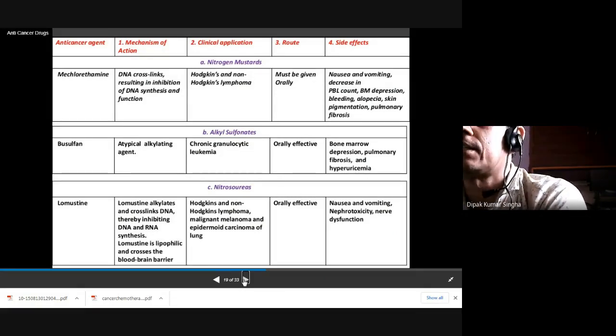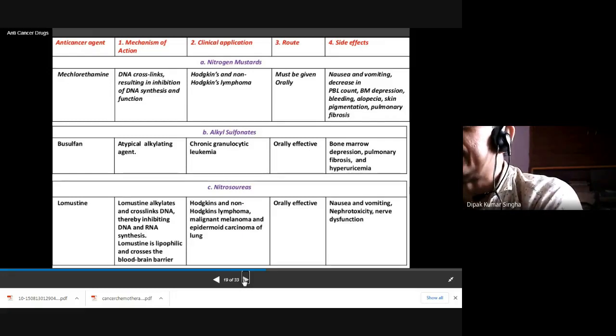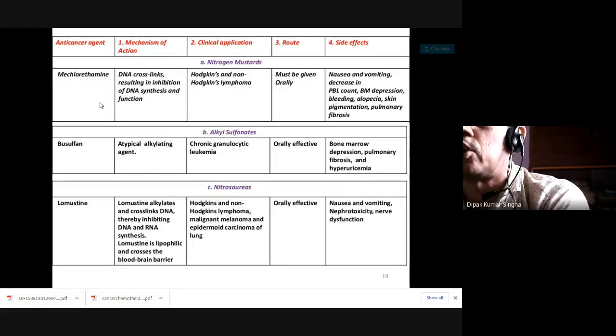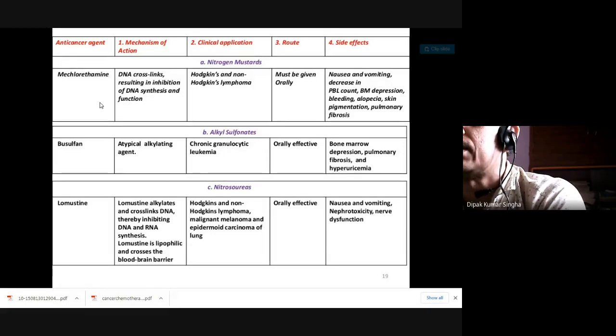Next, different anti-cancer agents and their mechanism of action, clinical application, route of administration, and side effects. This is written in your book elaborately, but in short form we can express it in a chart. Like, first is mechlorethamine, basically the alkylating agents. The basic mechanism you can recall from the previous slides. In this chart you can remember it: basically 2 DNA cross links, resulting in inhibition of the DNA synthesis and function.